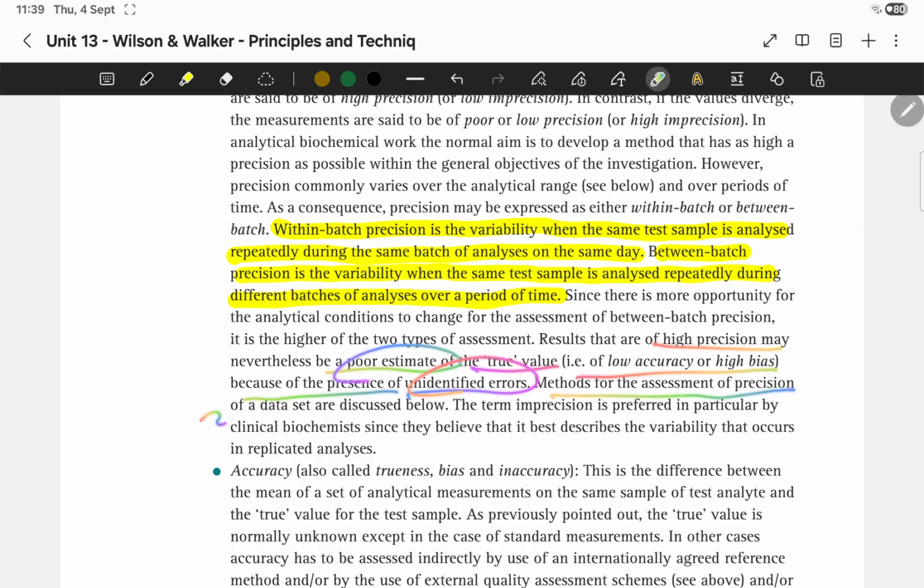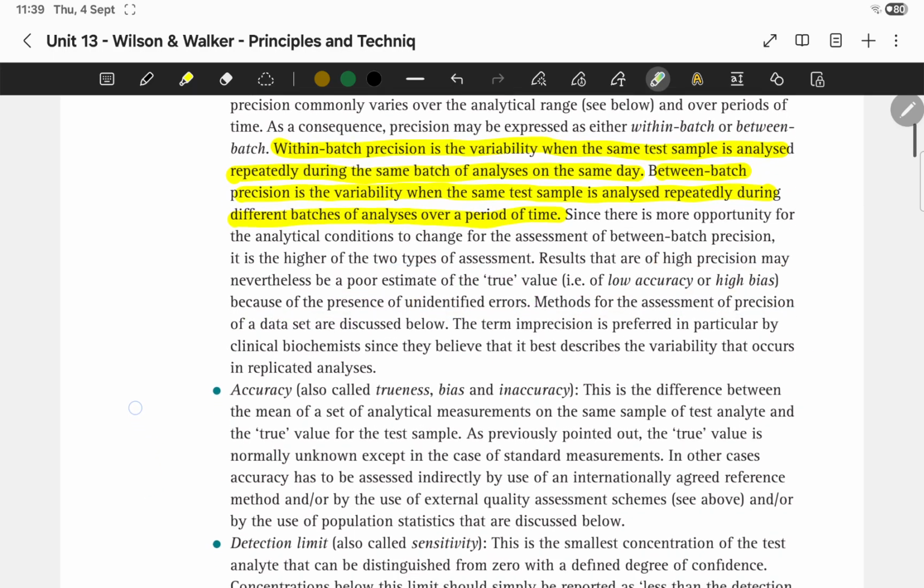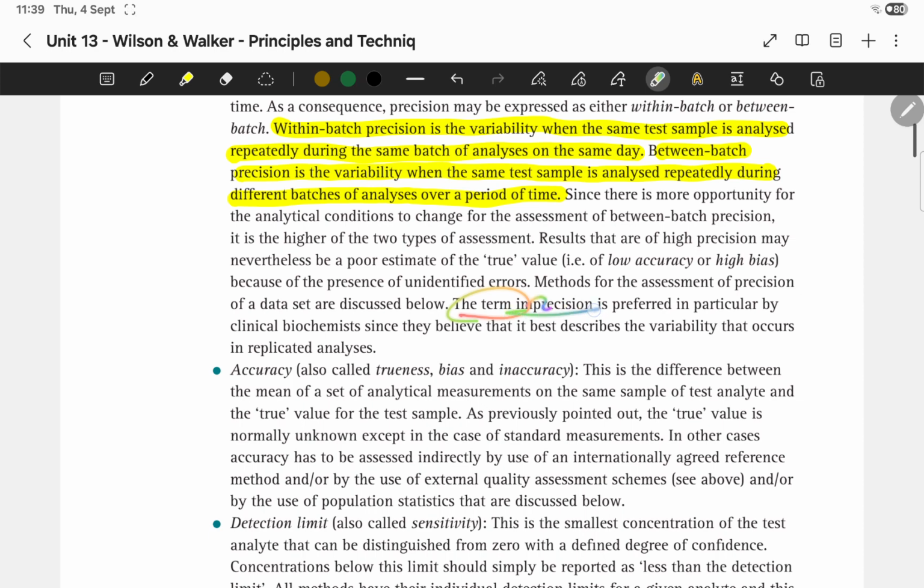Methods of assessment of the precision of a data set are discussed below. The term imprecision is preferred in particular by clinical biochemists, since they believe that it best describes the variability that occurs in replicated analysis.